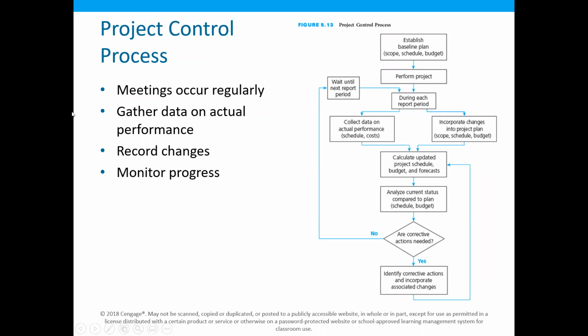Next is the project control process. In the project control process, the main idea is you want to continuously monitor the activities, and you need to see whether certain activities are starting and finishing on time. And if some of the activities are changing, then what type of changes are happening in those activities.